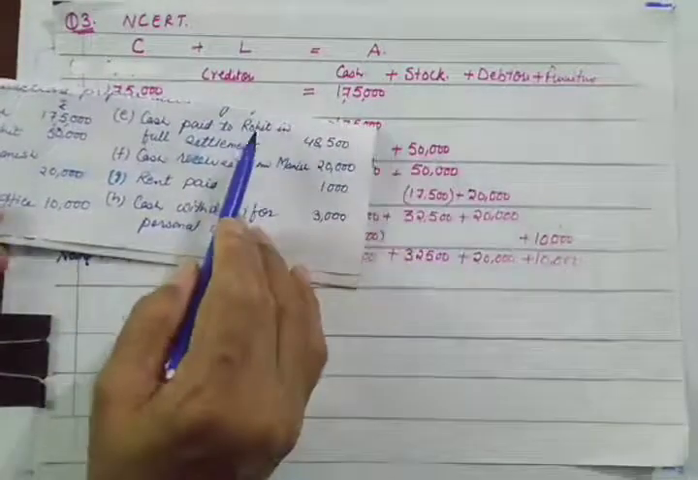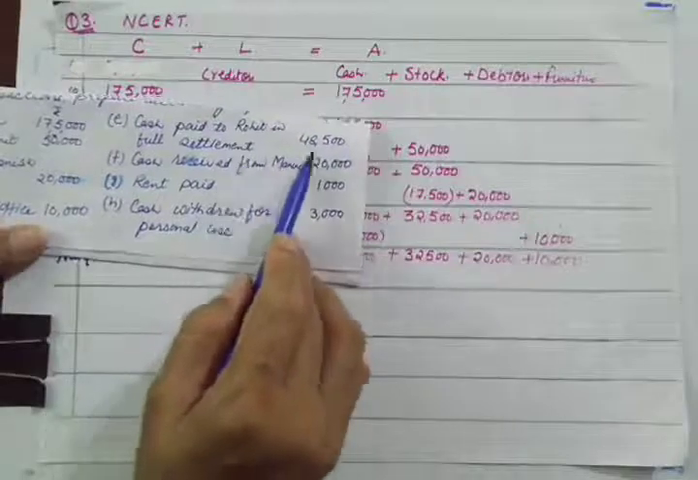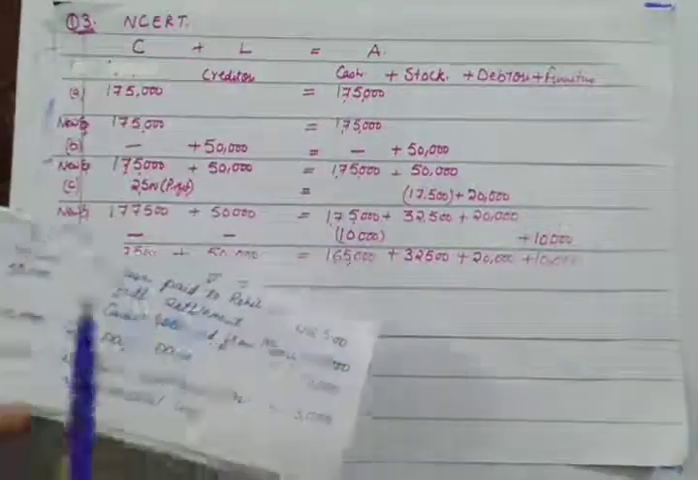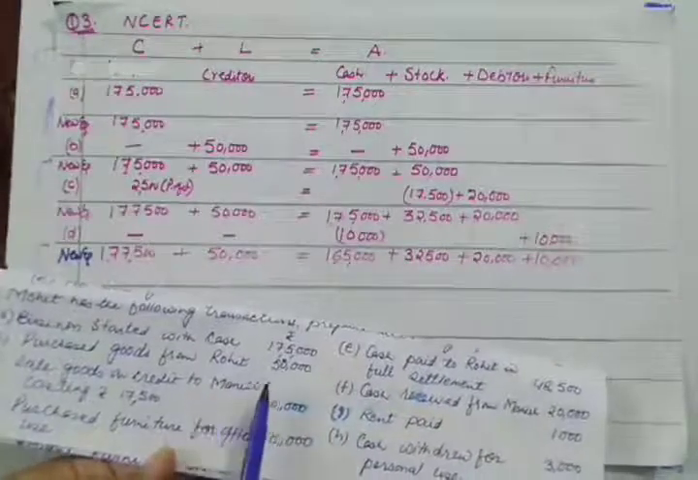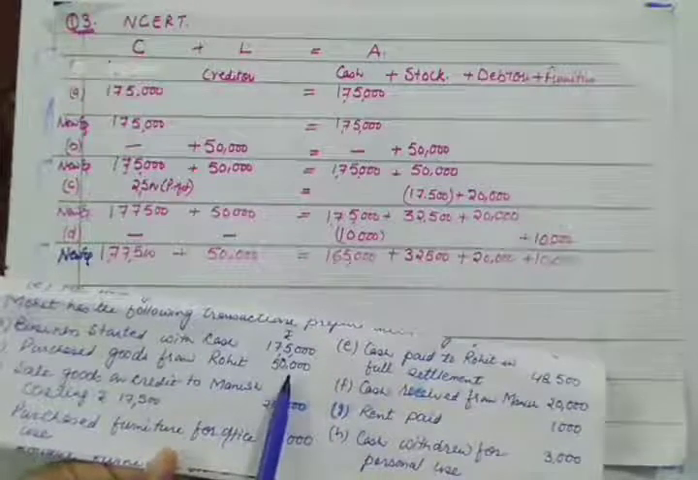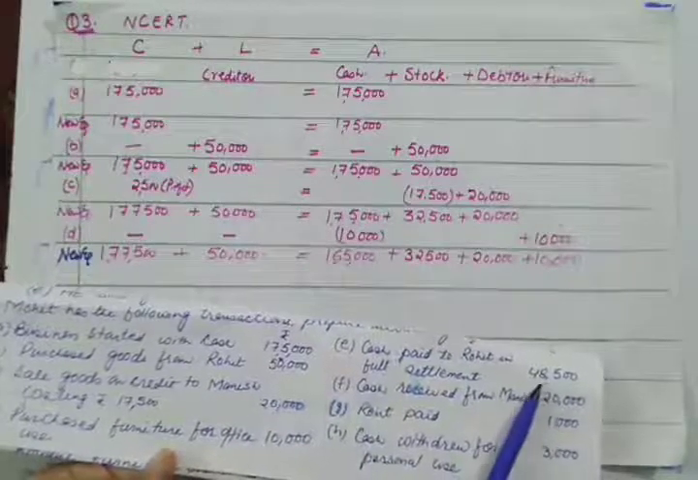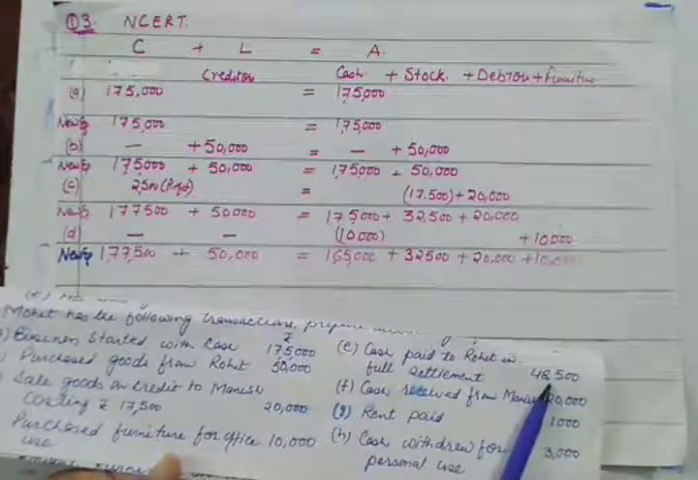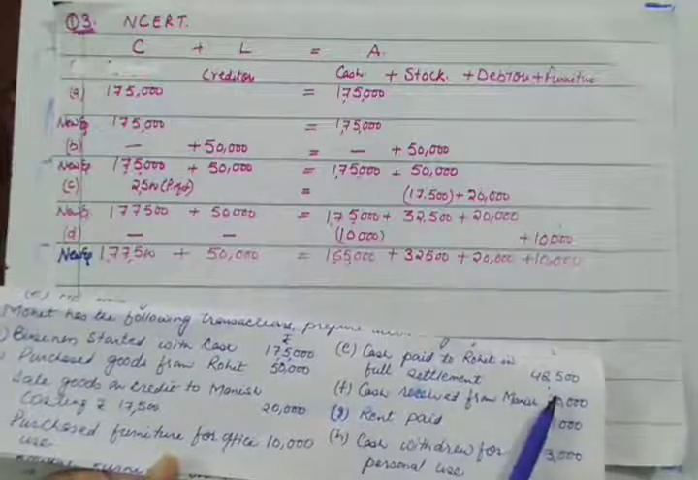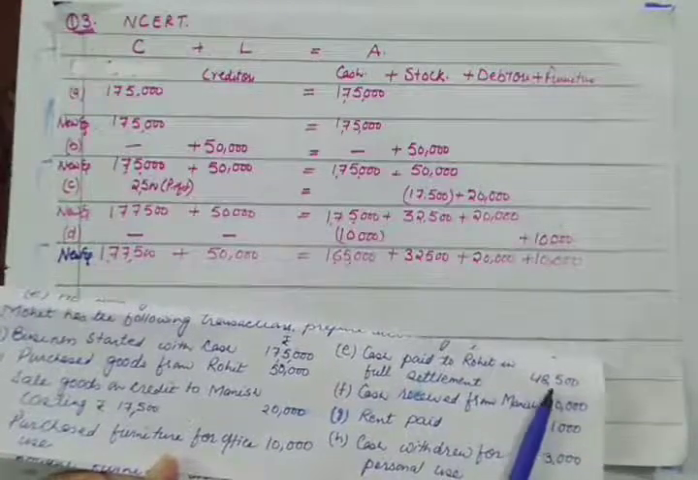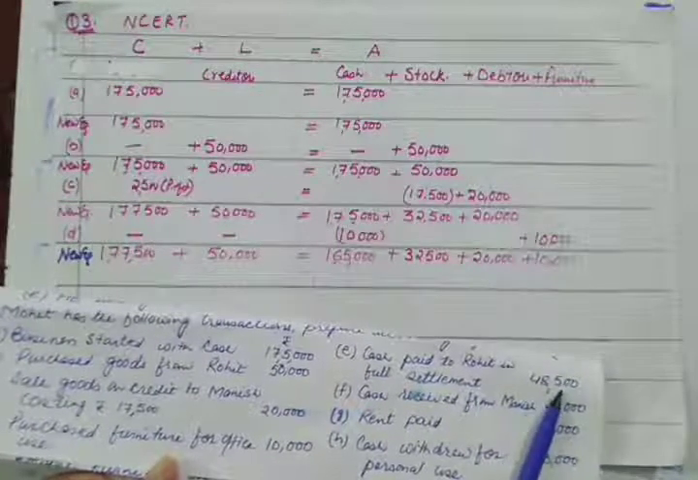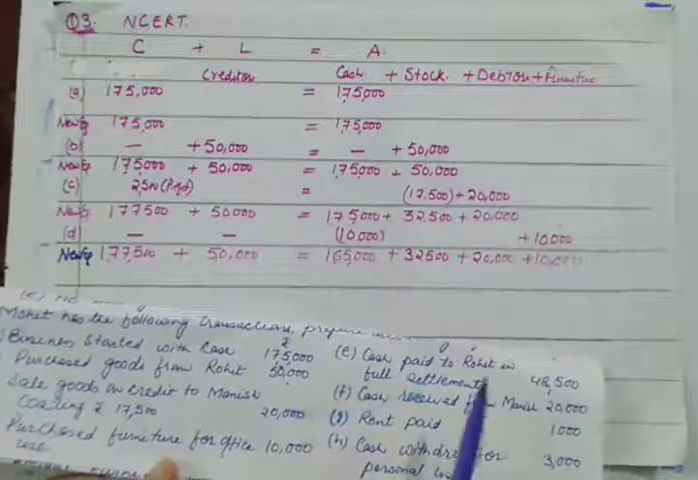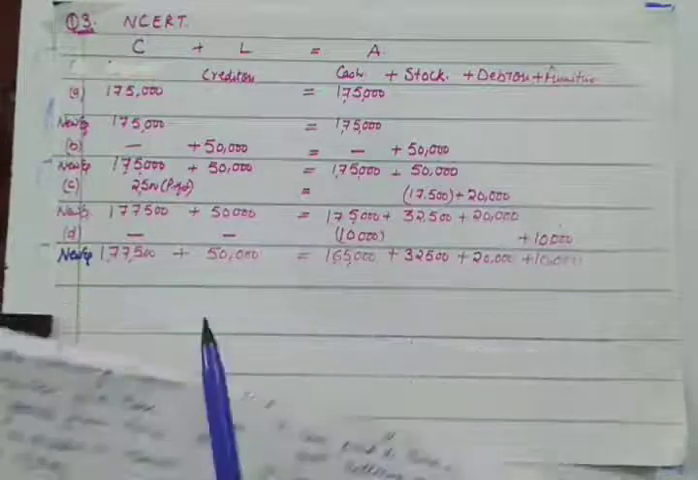Cash paid to Rohit in full settlement, 48,500. How much was due to Rohit? It was 50,000, but instead of 50,000 we are paying 48,500. So we are paying less. This is a gain for us because we have to pay less. We are paying just 48,500 instead of 50,000. There is a gain of 1,500.